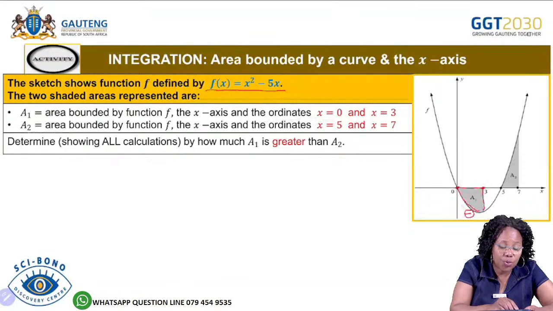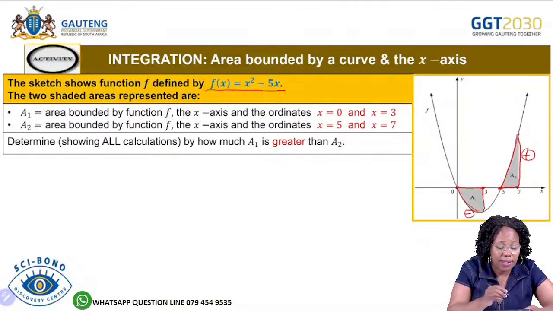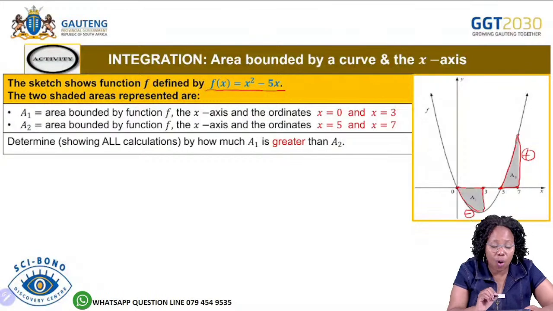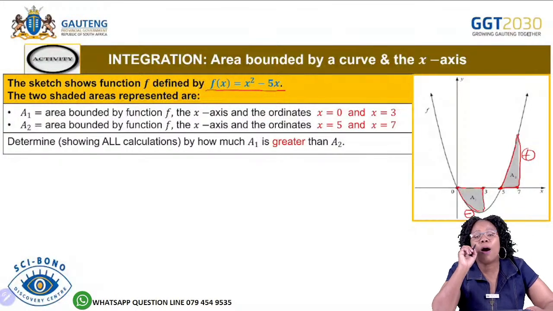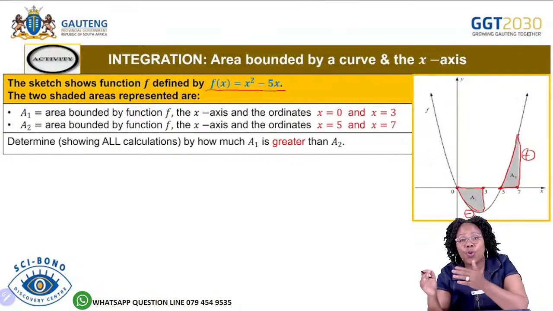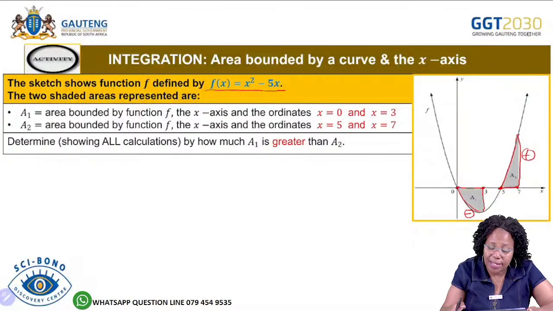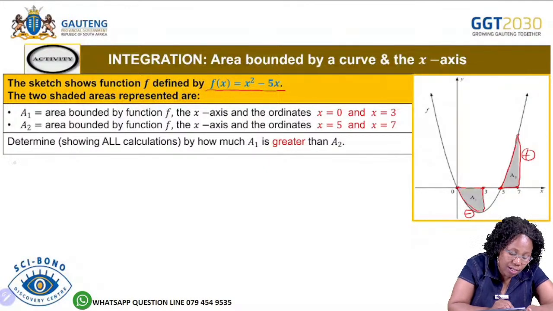Now area 2 is the area bounded by function f, between the x-axis and the ordinates x = 5 and x = 7. We are talking about that area now, and this area is above the x-axis, therefore it will be a positive area. The question says: determine, by showing all your calculations, by how much A1 is greater than A2. That means we need to calculate area 1, calculate area 2, and compare by how much A1 is greater than A2. So let's start with area 1.